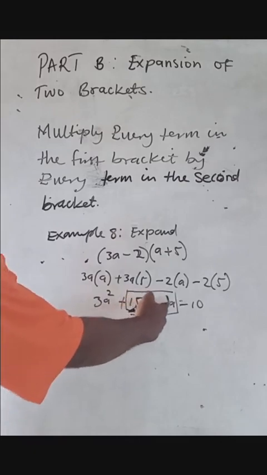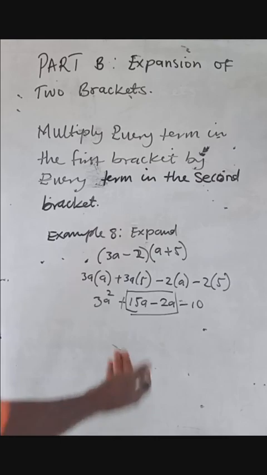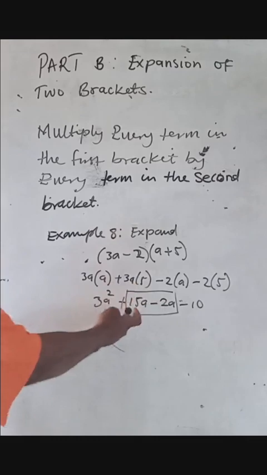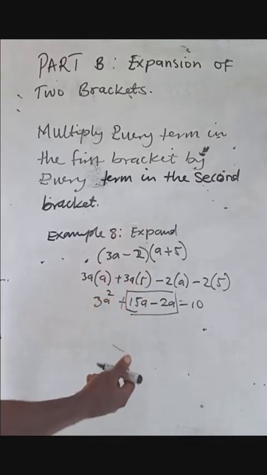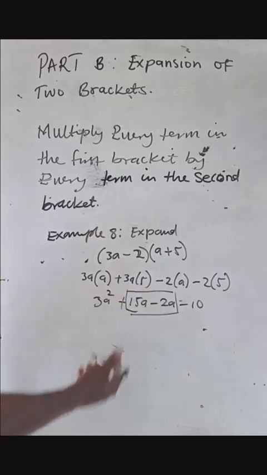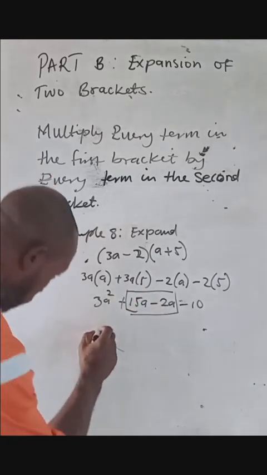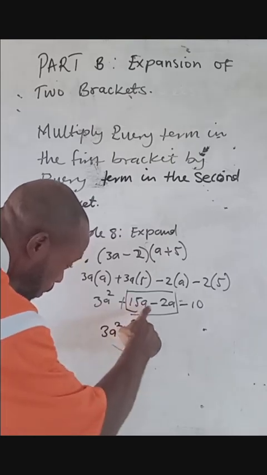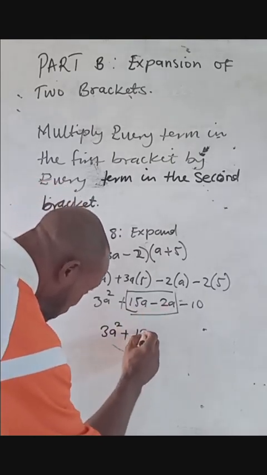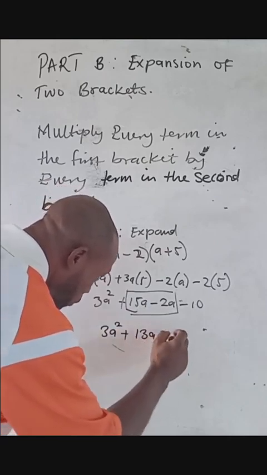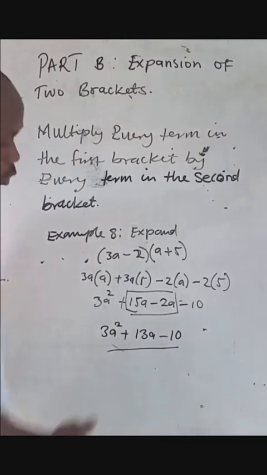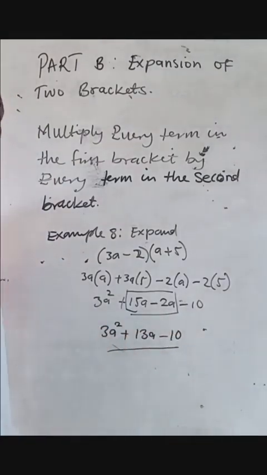So 15a minus 2a, what we need to do is to subtract the coefficients, the numbers. We need to find the difference between the two numbers. So this expression is now 3a squared plus 15a minus 2a, which is 13a, minus 10. So this is the expanded form. Compare your answer. Did you arrive at the same answer?